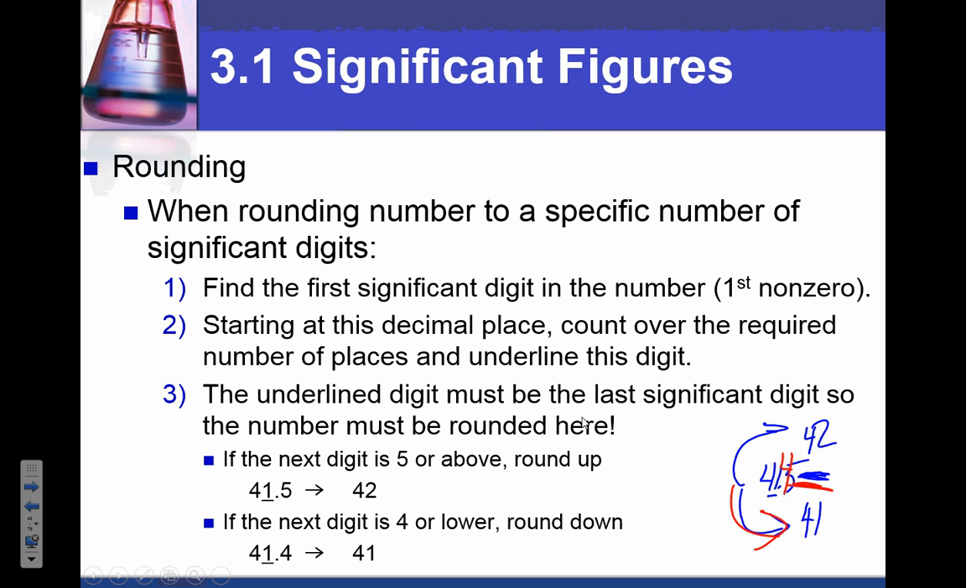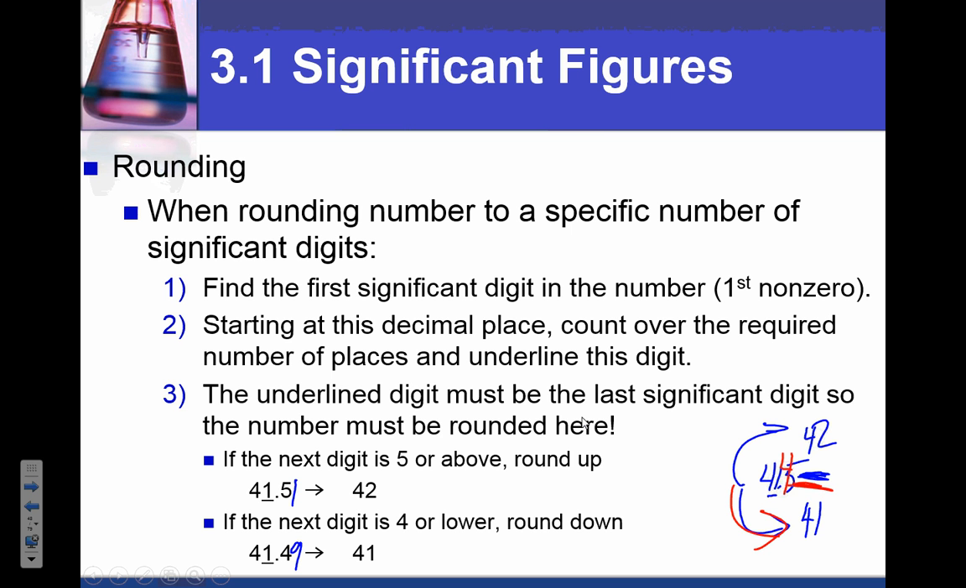So if we had 41.51, well, that's more than 50. So the next digit is 5 or above, so my guess is we round up. If I had 41.49 here, my next digit is still a 4, and technically it's 49, but 50 would be half. We're at 49, so we're closer to 41 than we are to 42.